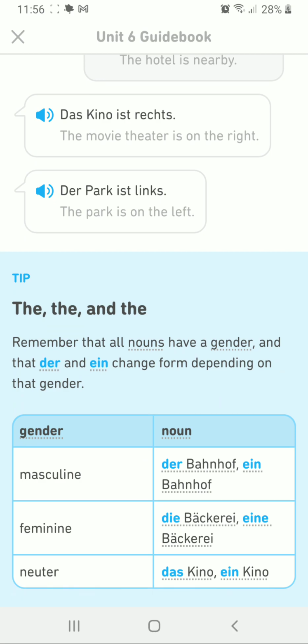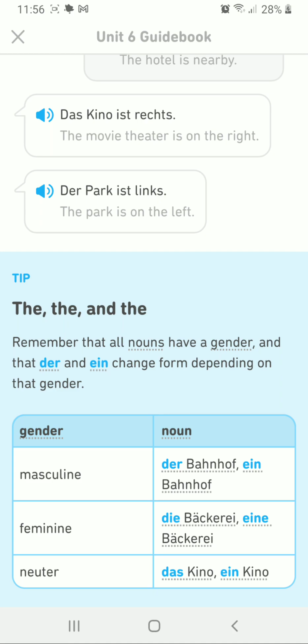And now let's look at the article, the defining article, the. And remember that all nouns have a gender and that der and ein change form depending on that gender. We have the genders in the left column: masculine, feminine, neuter, and the nouns. And you see how der and die and das are used.